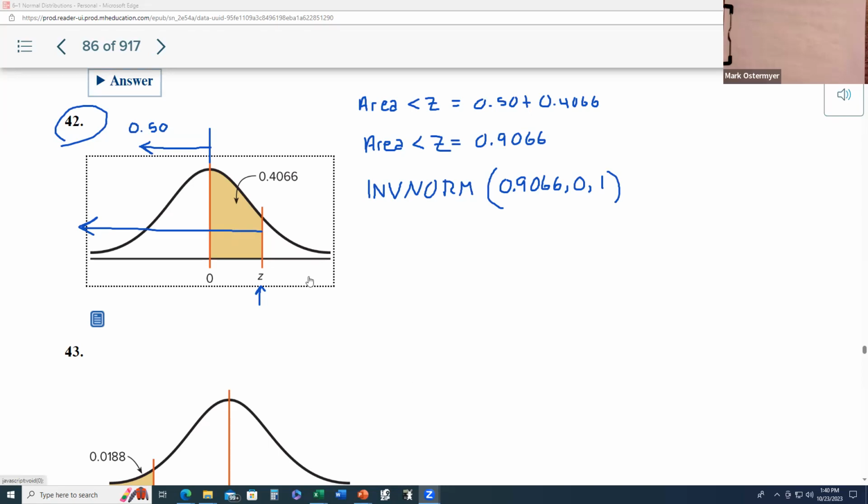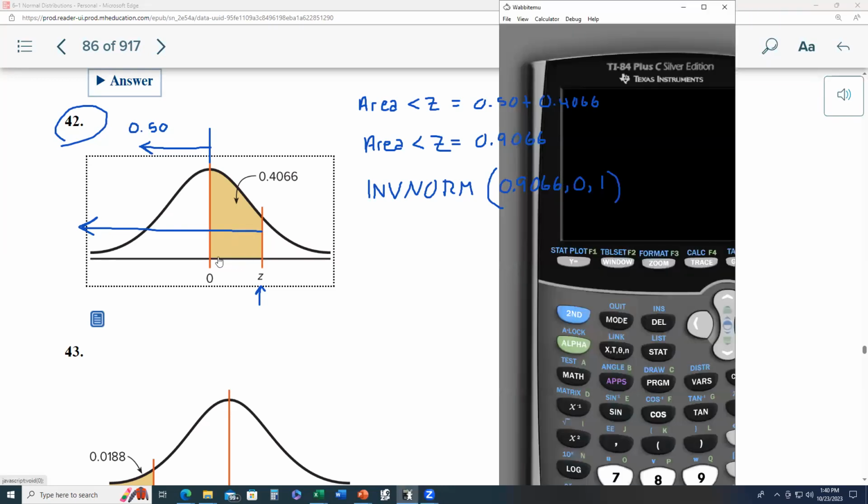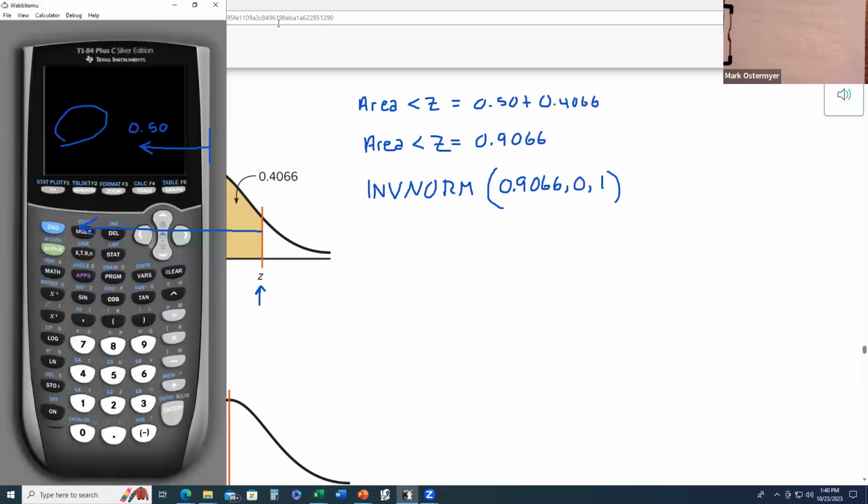Now I got a question for you. Is this Z value going to be positive or negative when you get done finding it? Positive. It better be positive because it's to the right of Z equals 0, the mean of the standard normal distribution. So it has to be positive. If it's not positive, that means that you made a mistake.